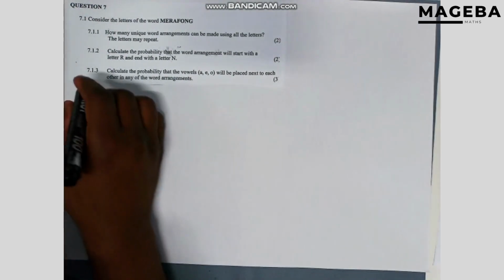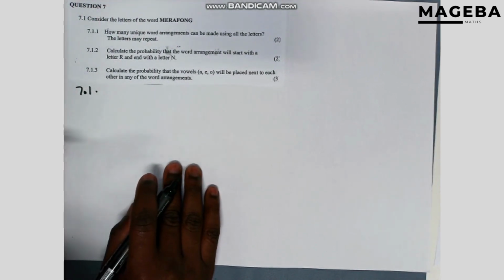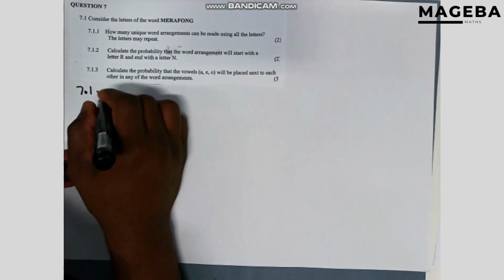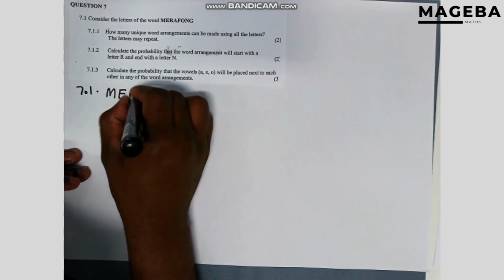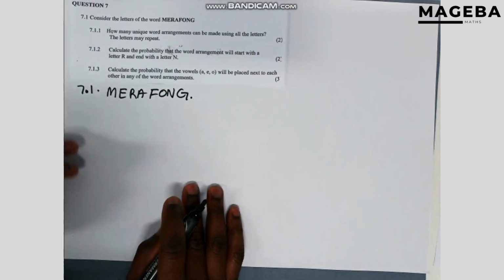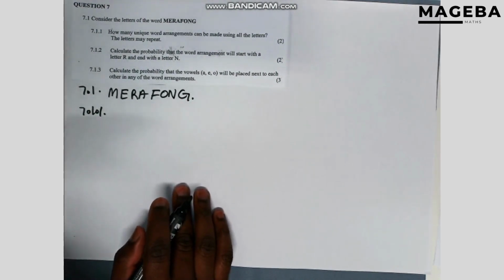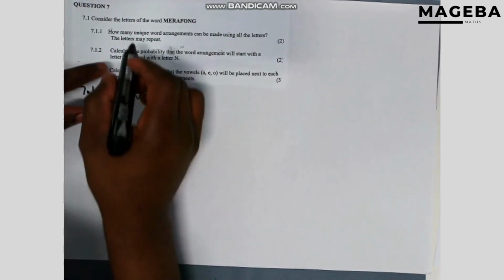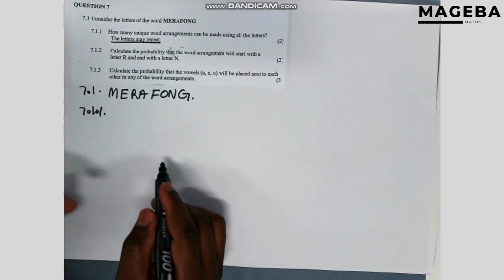Now question 7, which states: consider the letters of the word Merafong. We have this word, and they are telling us, how many unique arrangements can be made using these letters? One of the most important things is that the letters may be repeated.